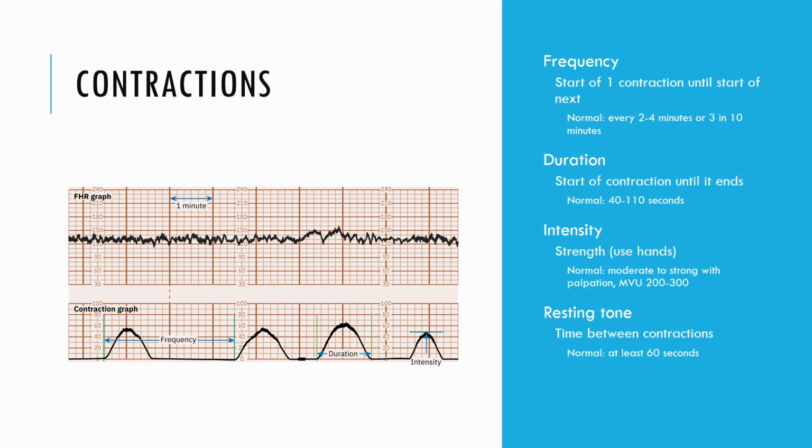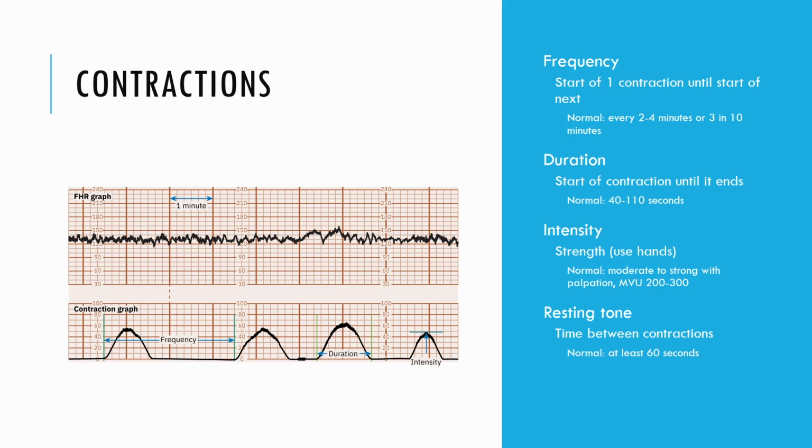So when she is contracting, if you put your hand on where her fundus is, you feel, a mild contraction palpates like your nose, a moderate is your chin, and a strong is your forehead. Normal intensity, you want it to be moderate to strong. If she does have internal monitors on, with that intrauterine pressure catheter, we can measure the Montevideo units, the MVUs, and remember, good MVUs are 200 to 300.